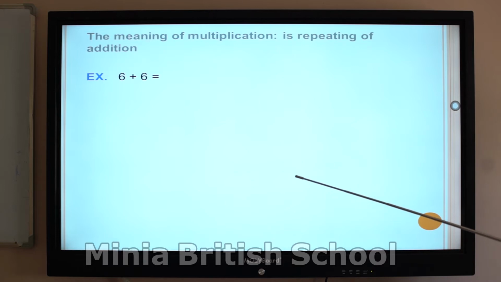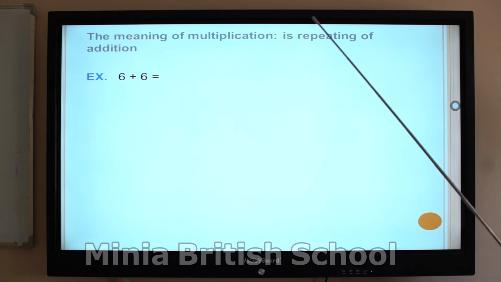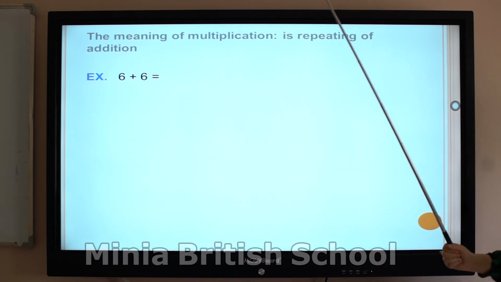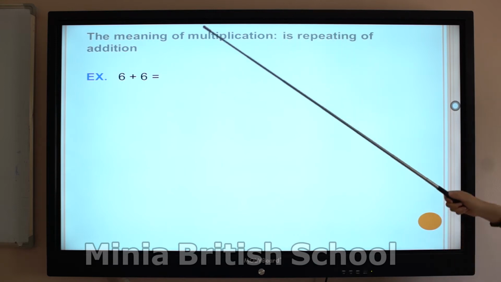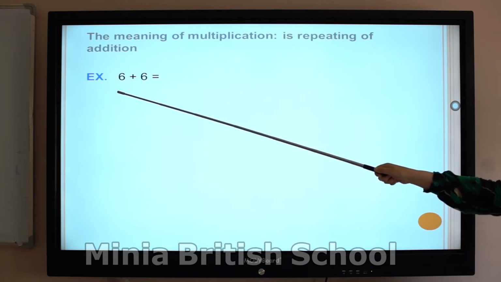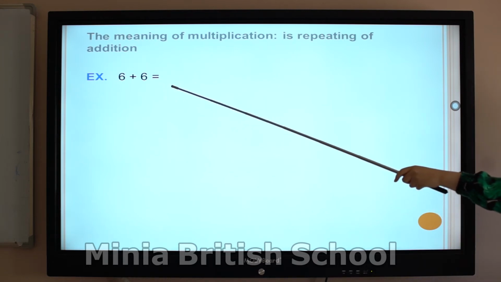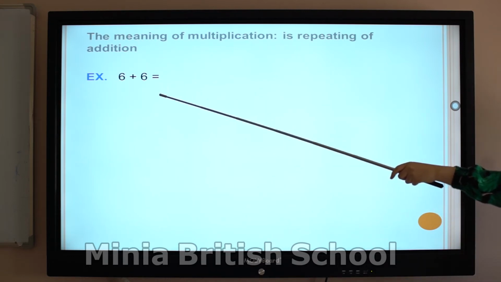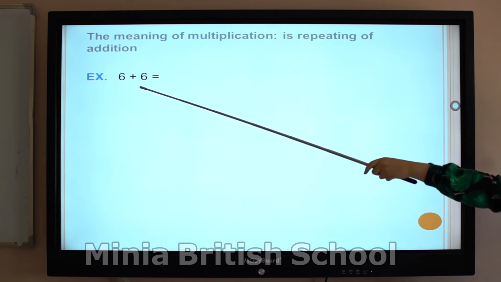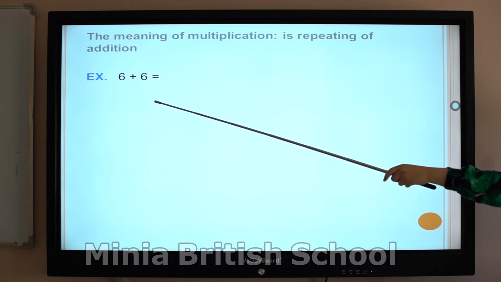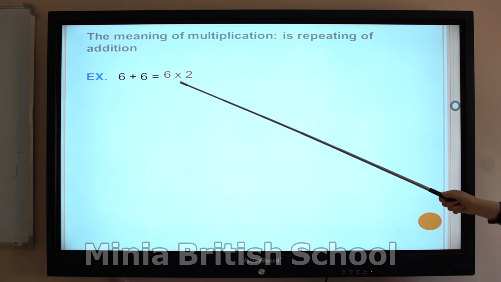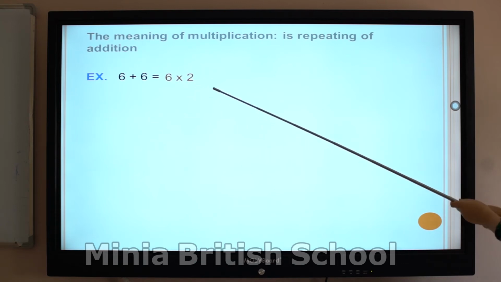Okay, example, 6 plus 6. Ask yourself 2 questions, what and how many? What is the repeating number here? It's 6. Okay. Times converts the plus. How many times is 6 repeated? 2 times. So it will be 6 times 2.